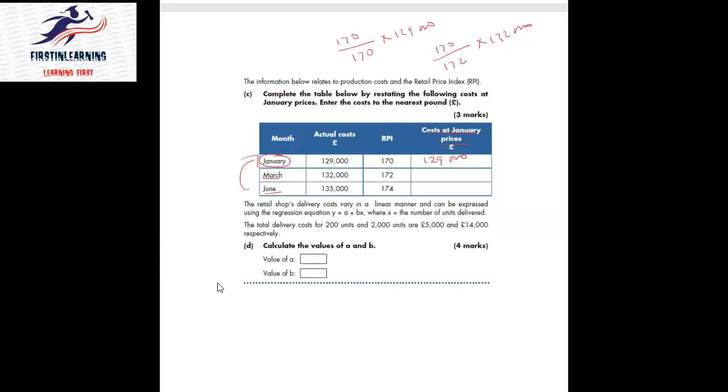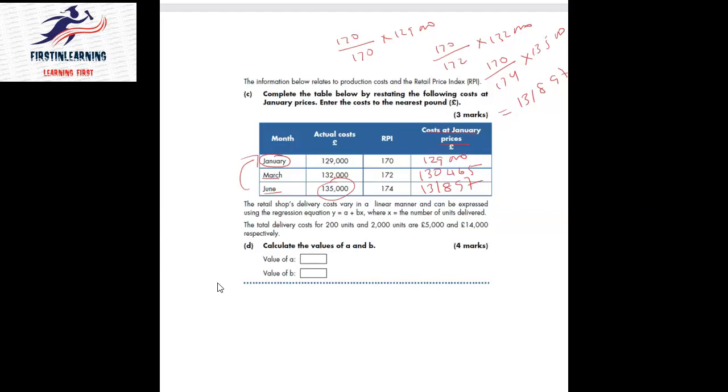So we said 130,465. The next one is the same thing, 170 divided by 174. So 170 divided by 174 times 135,000, and that will give you 131,897. So that's how we can do the RPI index.